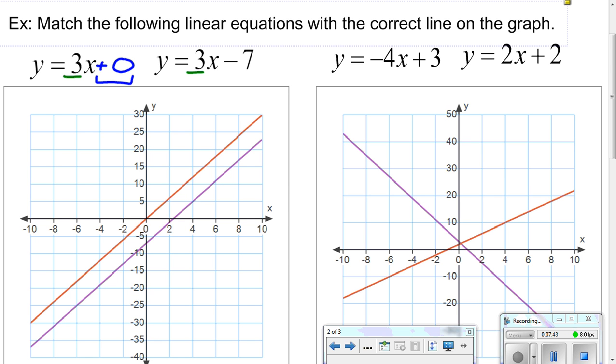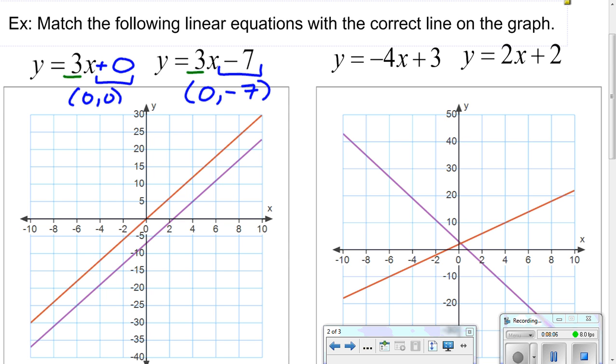So in the first equation, we have a constant of 0. So that means it's crossing at 0. Okay, crossing the y-axis, or when x equals 0, y is also 0. So this has the point 0, comma 0. When we look at our second equation, our constant is minus 7. So that means when x equals 0, y equals negative 7.